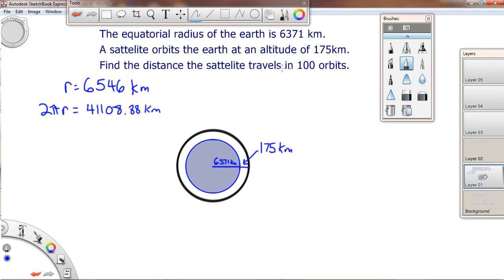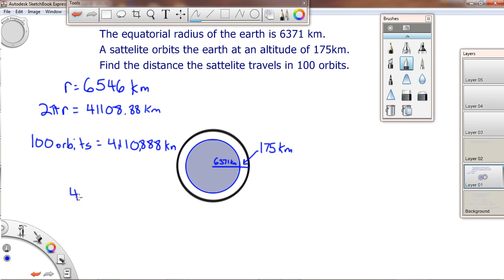The question we were asked was to find the distance the satellite travels in 100 orbits, and that's going to be 100 times this number. The distance traveled is just going to be, well, times 100 is just moving the decimal point twice. So that's going to be 4,110,888 kilometers. But of course, since we just learned scientific notation, let's put this in scientific notation. And our final answer is going to be, let's see, 1, 2, 3, 4, 5, 6.